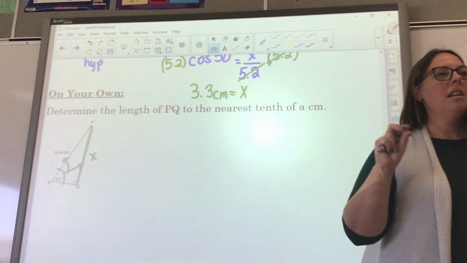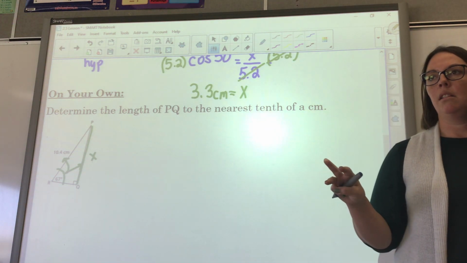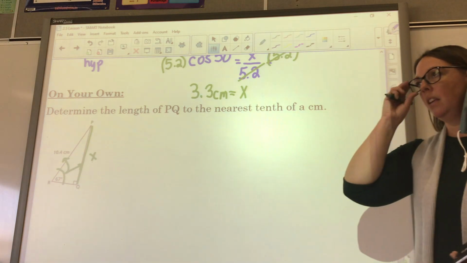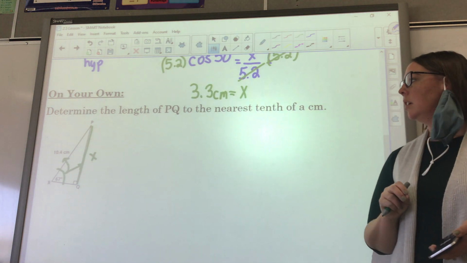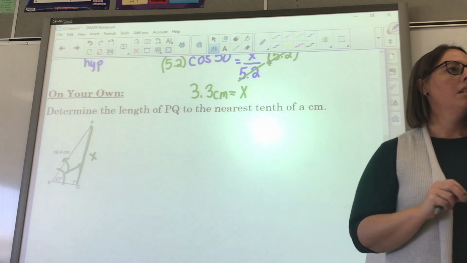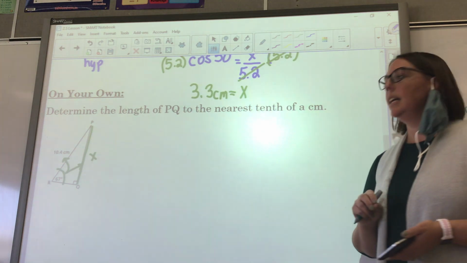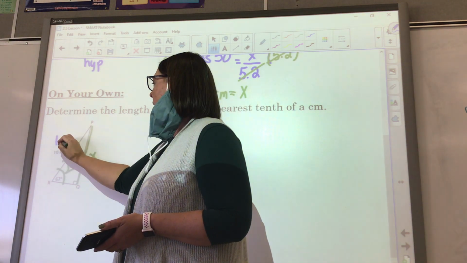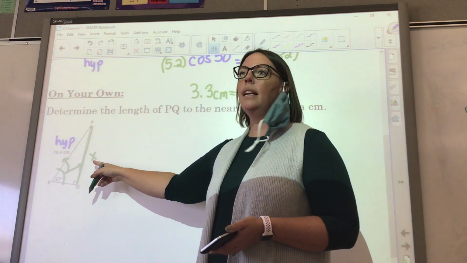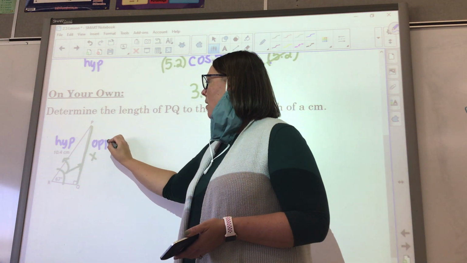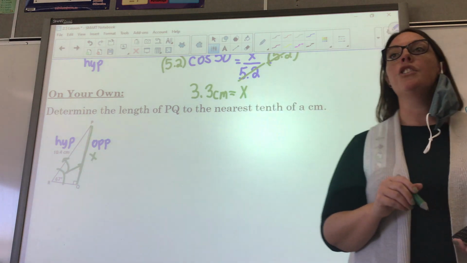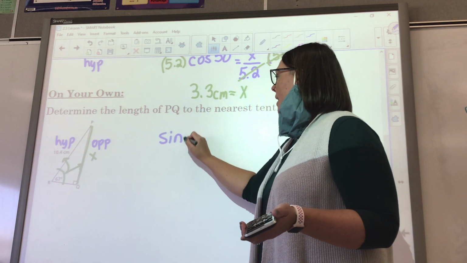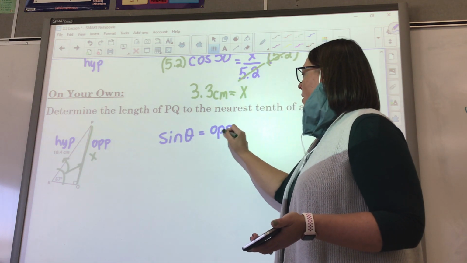What are they? Are they opposite? Are they hypotenuse? Are they adjacent? Ava, 10.4 is what? The hypotenuse. And the one that we're looking for is opposite. And what trig function is opposite and hypotenuse? Sine. So the sine of our angle measure is opposite over hypotenuse.